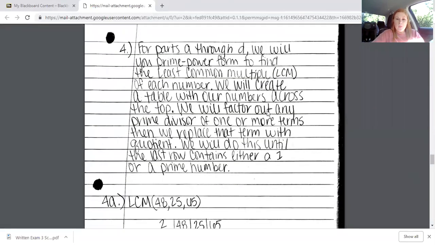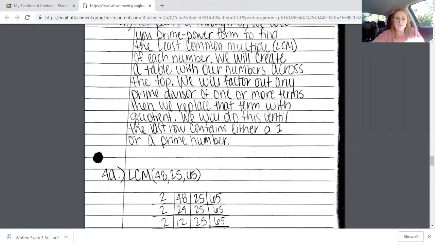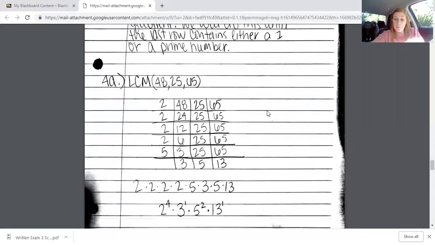Number 4 says for parts A through D, we will use prime power form to find the least common multiple, or LCM, of each number. We will create a table with our numbers across the top, and we will factor out any prime divisor of one or more terms. Then we will replace that term with the quotient. We will do this until the last row contains either a 1 or prime number.